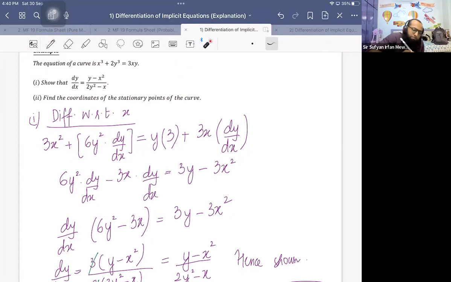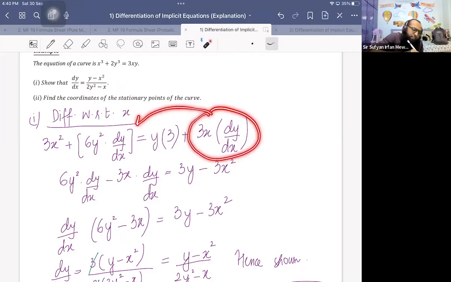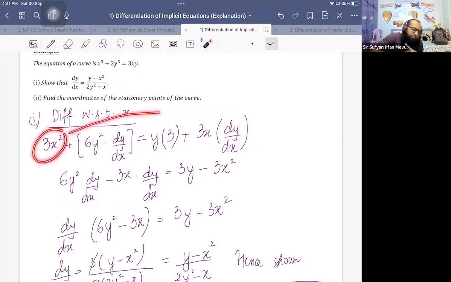So then what we have done, we have taken dy by dx as common. We shift this to the left side. Then if we take dy by dx as common, it's 6y squared minus 3x. First, I've written the process: 6y squared dy by dx minus 3x dy by dx, and 3x squared shifted to that side.